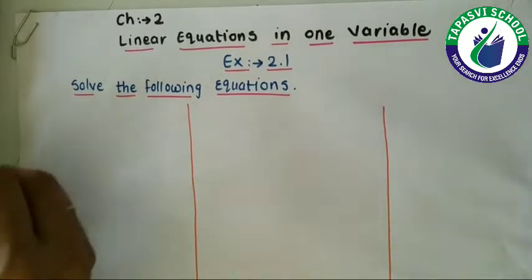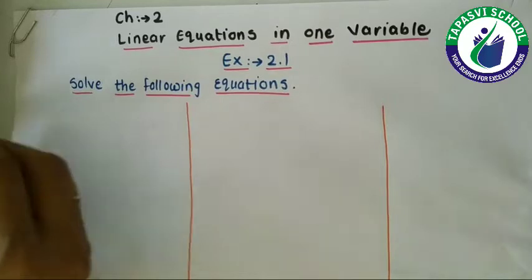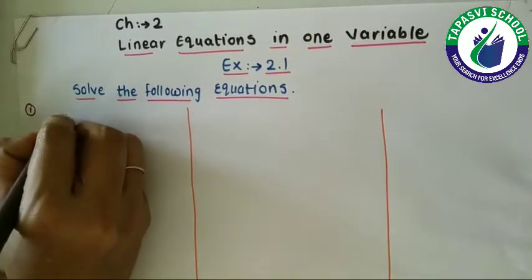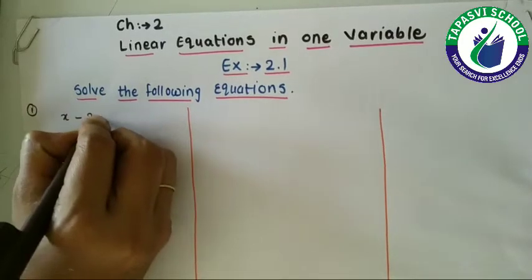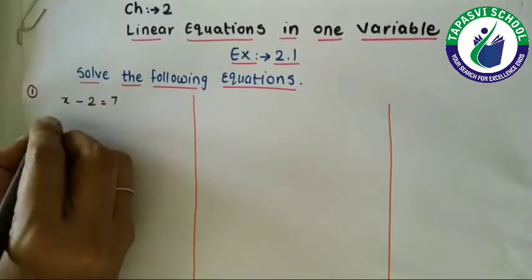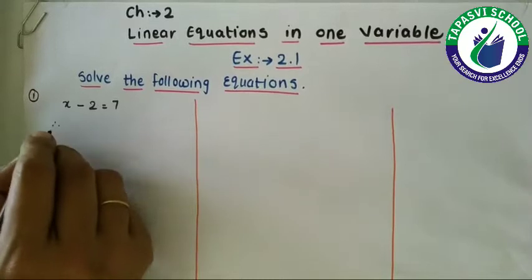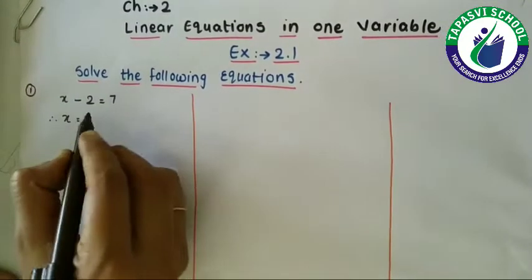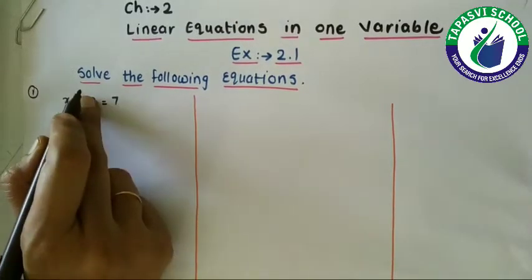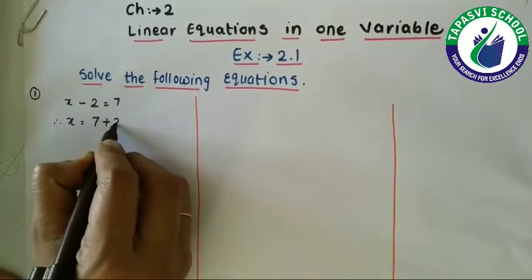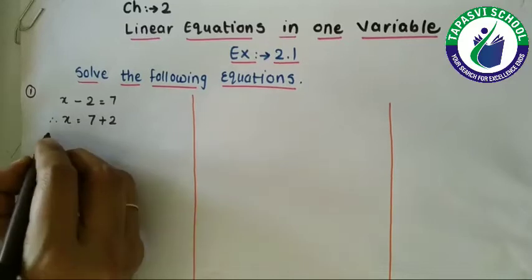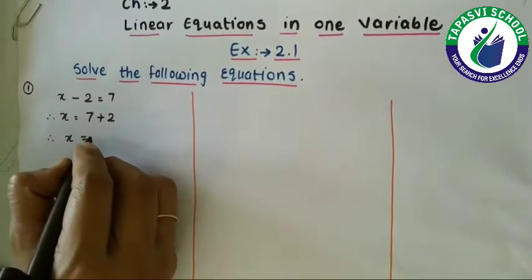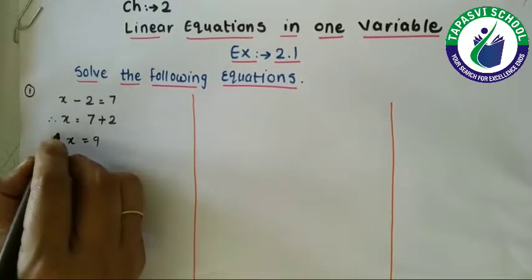Here in exercise 2.1, question number 1 is given: x minus 2 is equals to 7. Now the variable term will become my object, so x will remain as it is. Here 7 minus 2 will come this side, it will become plus 2. Therefore x is equals to 7 plus 2, that will be 9.